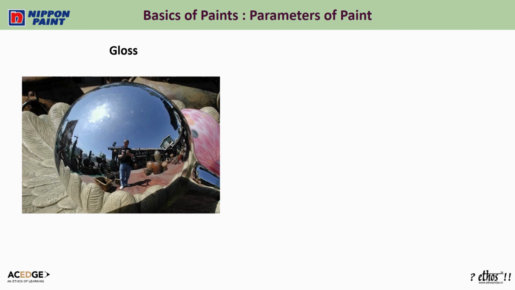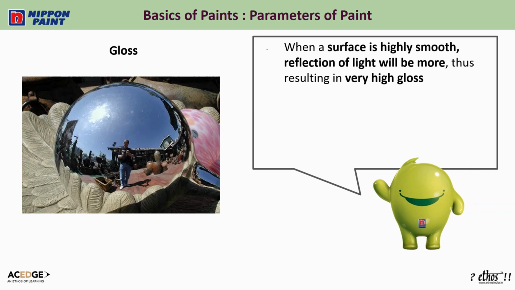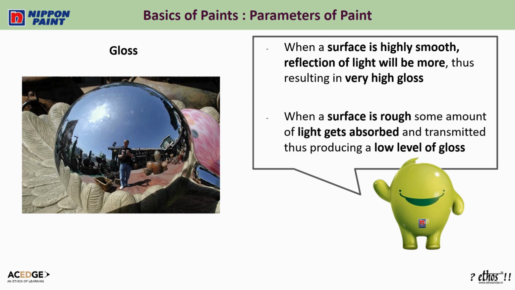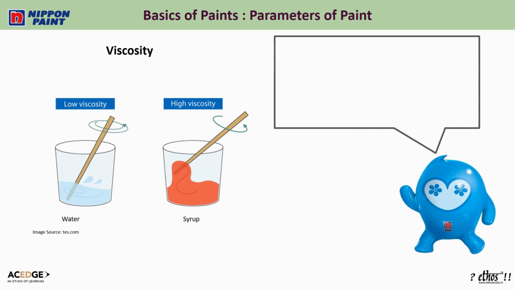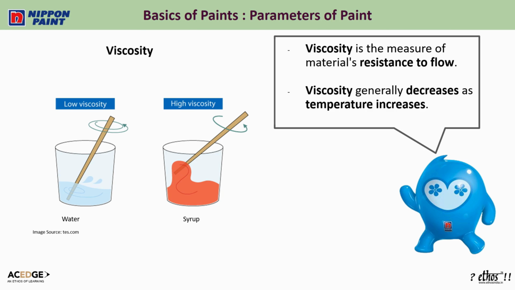What is gloss? When a surface is highly smooth, reflection of light will be more, thus resulting in very high gloss. When a surface is rough, some amount of light gets absorbed and transmitted, thus producing a low level of gloss. What does viscosity mean? Viscosity is the measure of a material's resistance to flow. Viscosity generally decreases as the temperature increases.